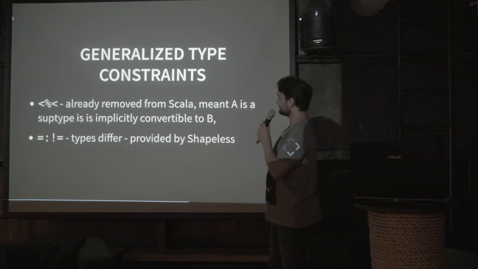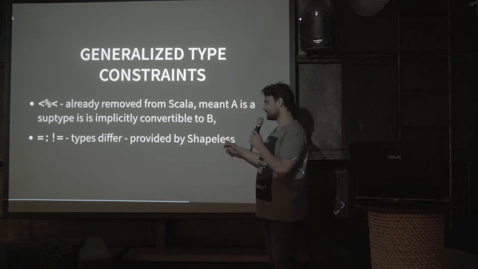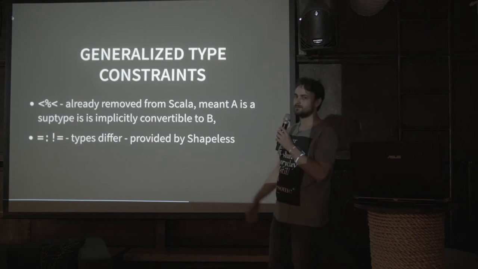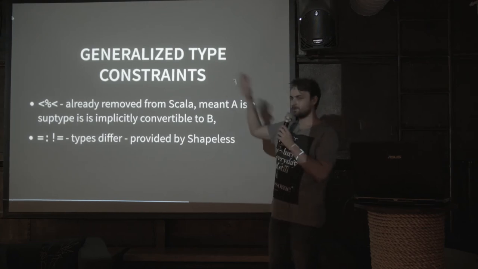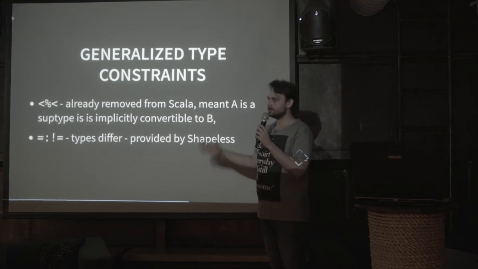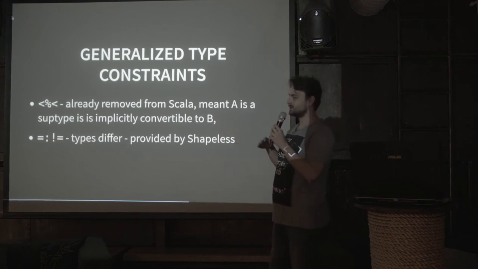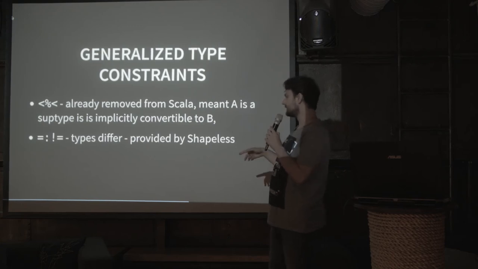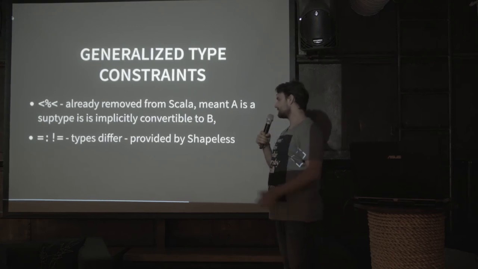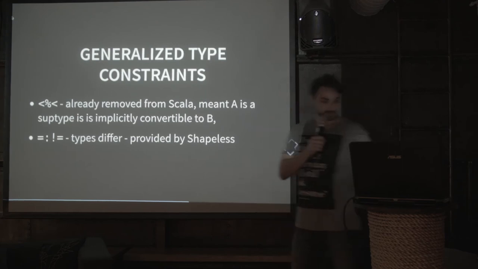And the other generalized type constraint that you could use is if the types are different. This one is provided by Shapeless because it's used inside the library's internals. So if you have some very, very complex rules about the parametric types and want to make sure that the compiler won't accidentally put together two parameters that are equal while they shouldn't be, then you would be able to use this implicit evidence to make sure that the compiler would fail in this case if those types are the same.